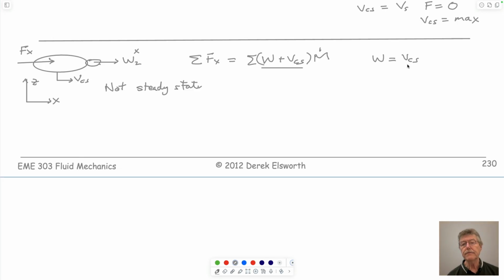And so this will give the VCS max is when it is equal to W, which we calculated from Bernoulli. If VCS is equal to 0, then Fx is maximum. So you see a pattern here.